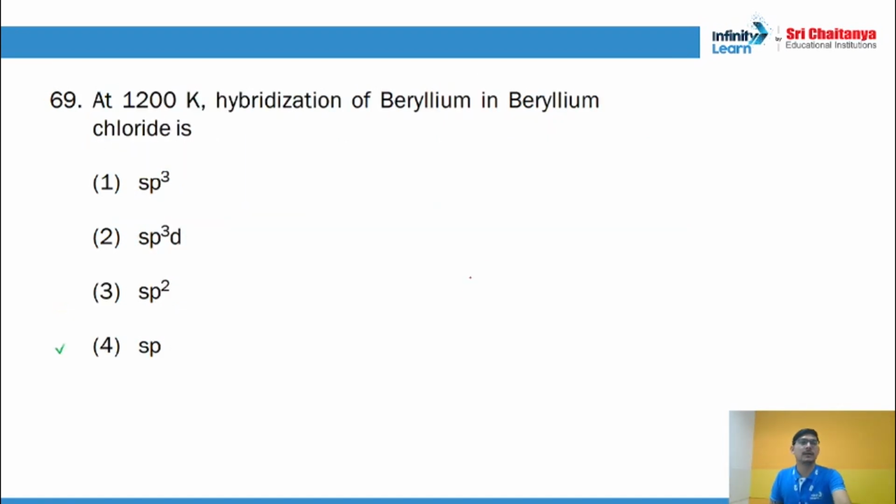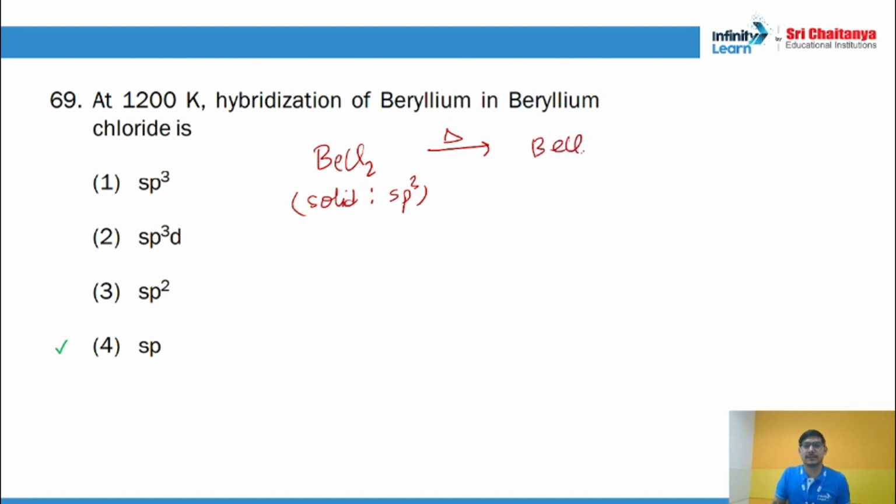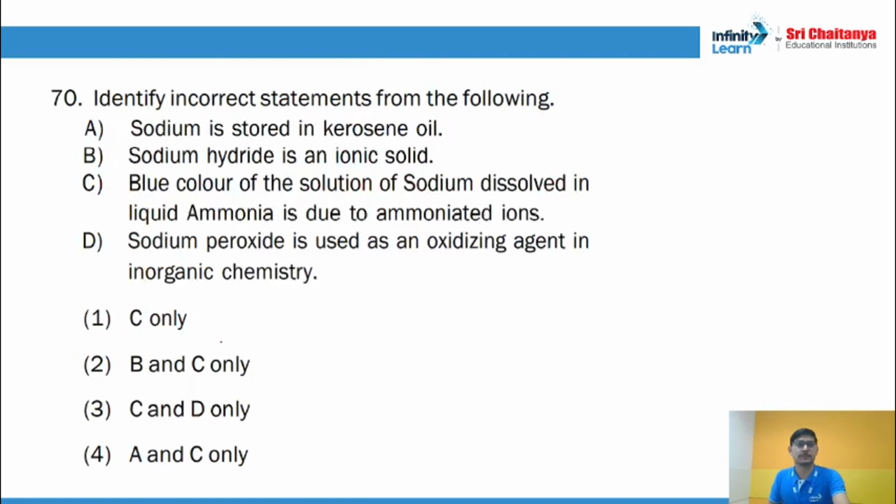At 1200 Kelvin, the hybridization of beryllium in beryllium chloride is, so you should know that in the solid phase, the hybridization of the beryllium atom is sp3. When you heat it and it first goes into the vapor phase, then the hybridization of beryllium is sp2, trigonal planar. Ultimately, if you heat it at 1200 Kelvin or beyond, then it exists as a monomer, right? The molecule which we first studied, so the hybridization is sp. Is that clear, guys? You have to identify the incorrect statement.